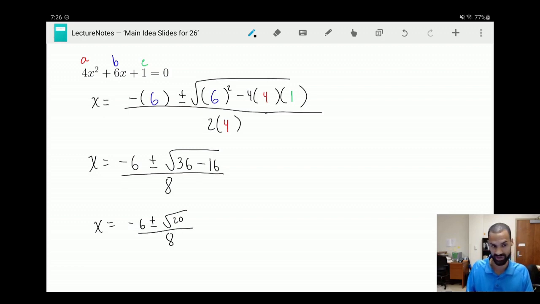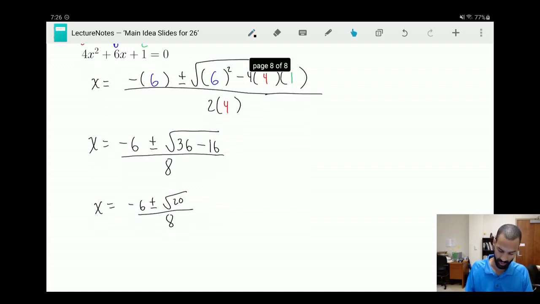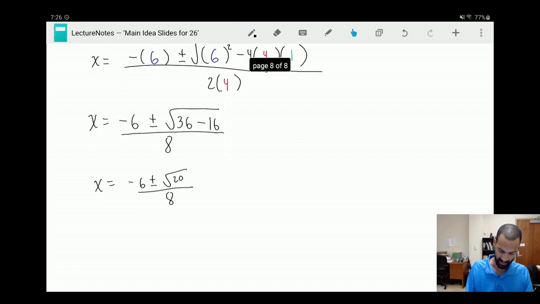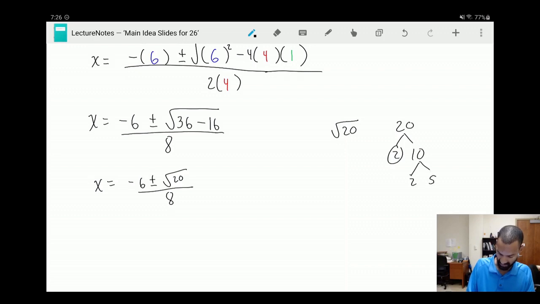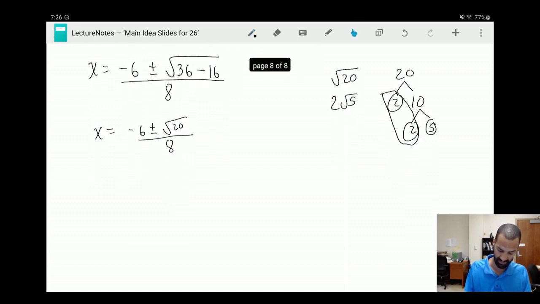If only we were done right here. But we're not, because the square root of 20 may be able to be simplified. So off to the side here, 20 is 2 and 10. 10 is 2 and 5. Pair of 2's. So 2 the square root of 5. Check to see if you can simplify the square root, because that means that you might be able to simplify your entire fraction altogether.